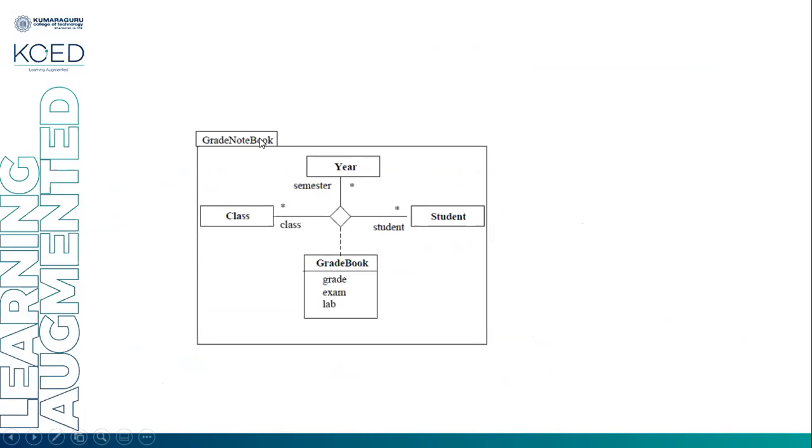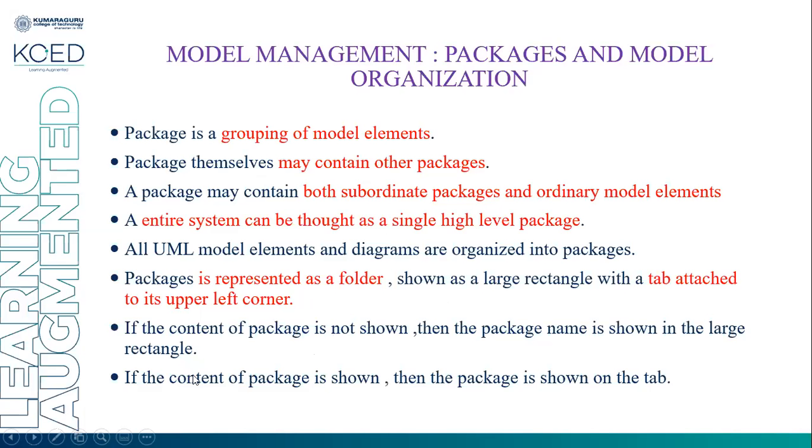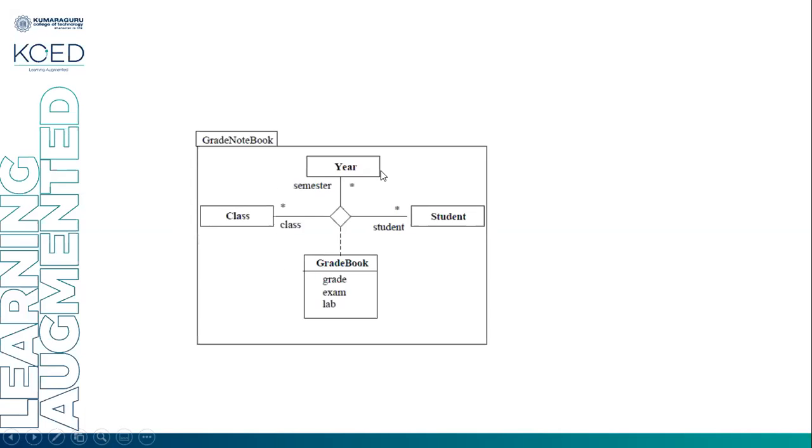Here, the name is grade notebook. We can say that the content of the package is shown here. The package name is shown on the tab, and the package contains three classes: class, year, and students. Then there is a many-to-many relationship between the two. The relationship name is grade book. The dashed line with a rectangle means it is a relationship class, which contains three attributes: grade, exam, and lab. We already discussed this in detail.